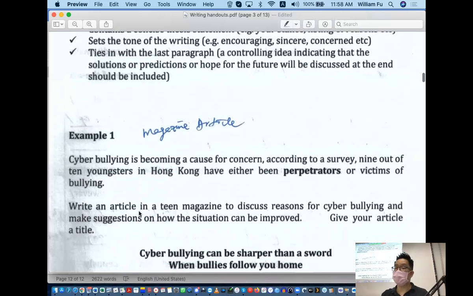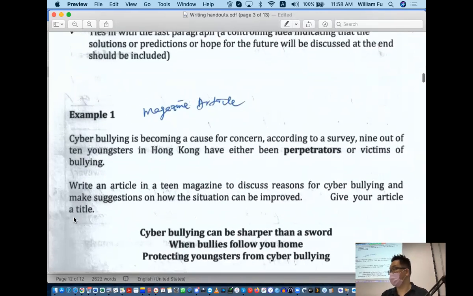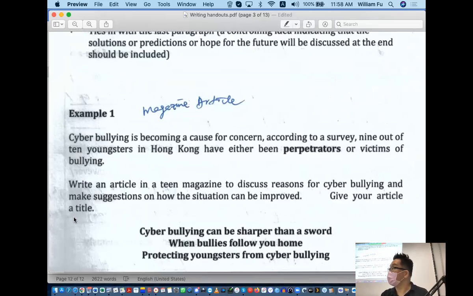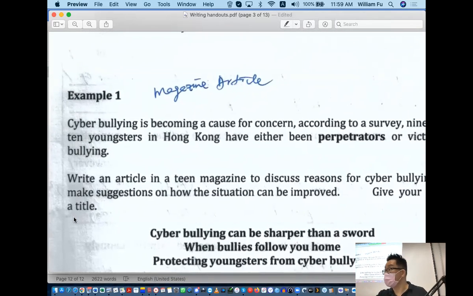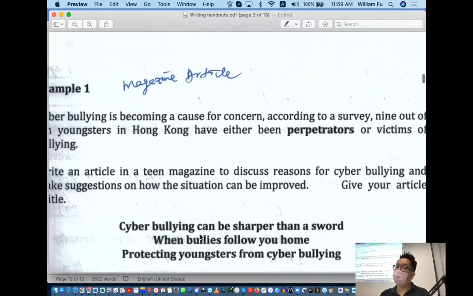And then write an article in a teen magazine to discuss reasons for cyberbullying and make suggestions on how the situation can be improved. Okay, now give your article a title. Now these are the 3 titles. You see which one is better. Okay, all right, just like phrases. Cyberbullying can be sharper than a sword. When bullies follow you home. Okay, protecting youngsters from cyberbullying. Which is the most common?